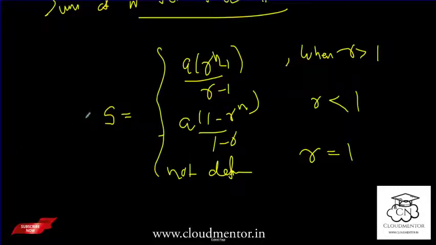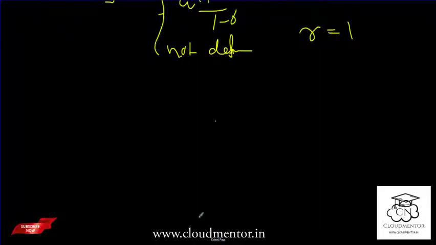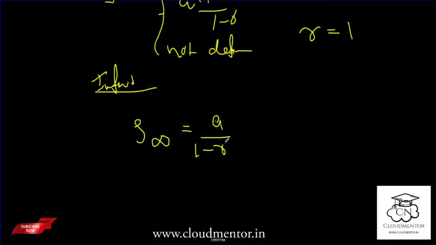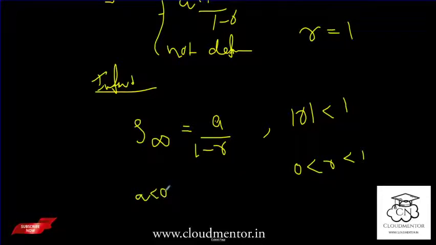That's it. If the terms are infinite, then the sum of infinite GP, S infinite, is equal to A by 1 minus R, when modulus of R is less than 1. Okay, and if the first term of a GP is positive, that is if A is greater than 0, then GP is increasing if R is greater than 1 and decreasing if 0 is less than R less than 1, and if A is less than 0, then GP is increasing if 0 is less than R less than 1, and decreasing if R is greater than 1. Okay, hope you got that.